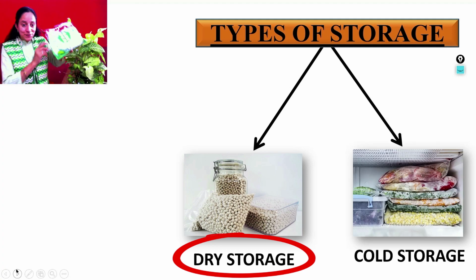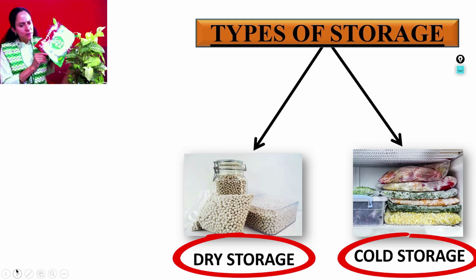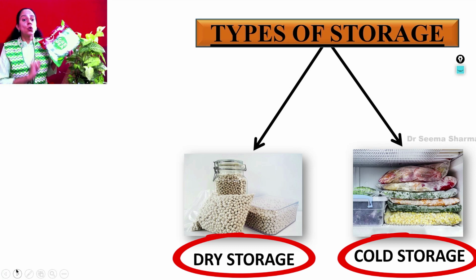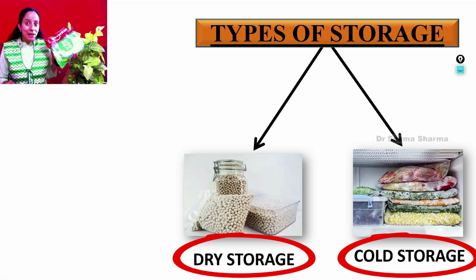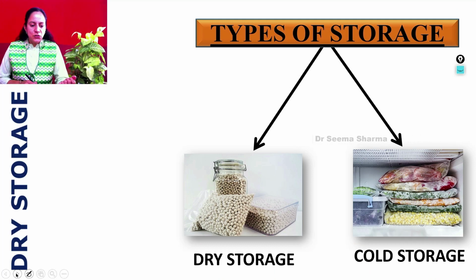And the second option is cold storage. हमारे पास जितने भी fresh vegetables हैं जिनका shelf life बहुत कम होता है उनको preserve करने के लिए we can keep these in cold storage and it helps in increasing the shelf life of crop produce. Dry storage.